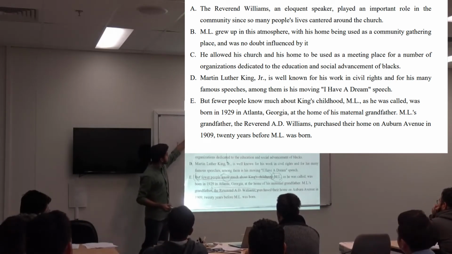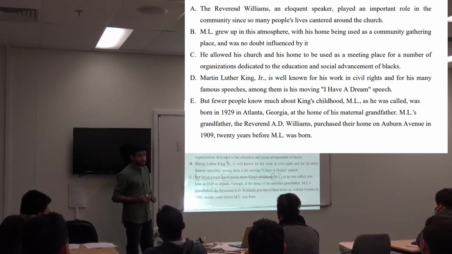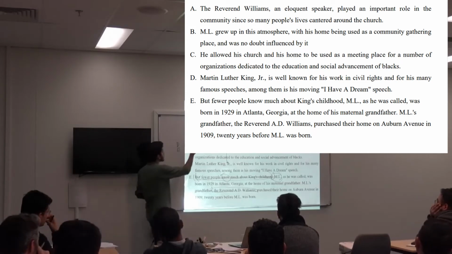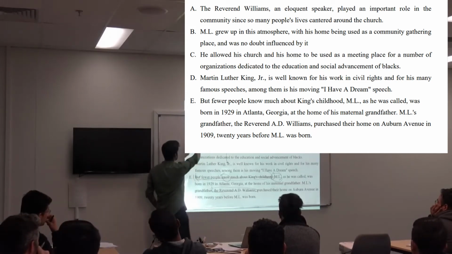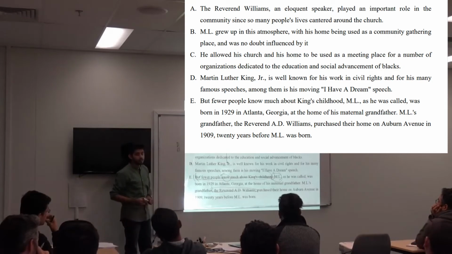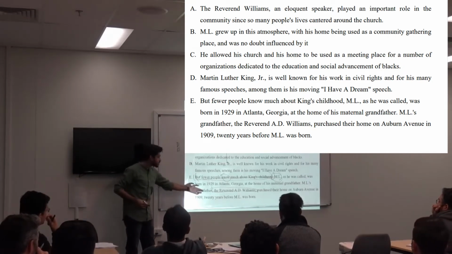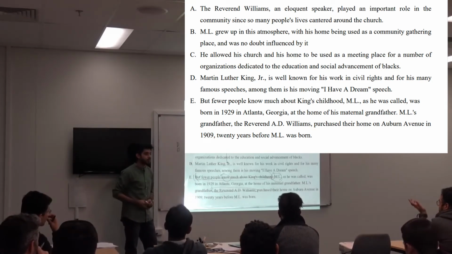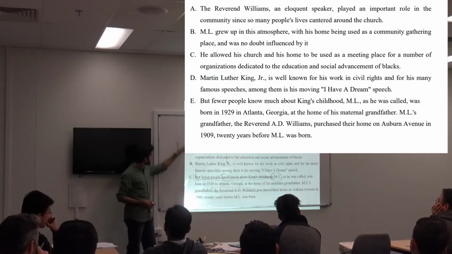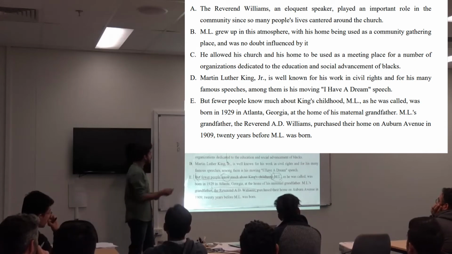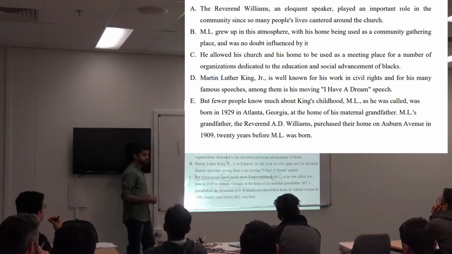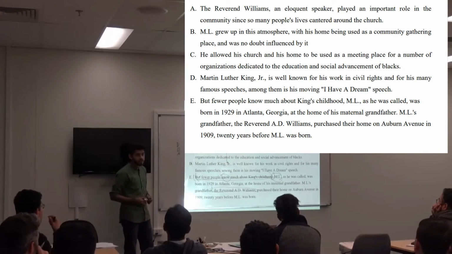Now it talks about him. The Reverend Williams, an eloquent speaker, played an important role. So that sentence also has his grandfather's name. But which comes first, A or E? E, because he was introduced here in this E. So now you know that E and A is a pair, and obviously E comes first. So you can place A here, because E and A is a pair anyway, right?